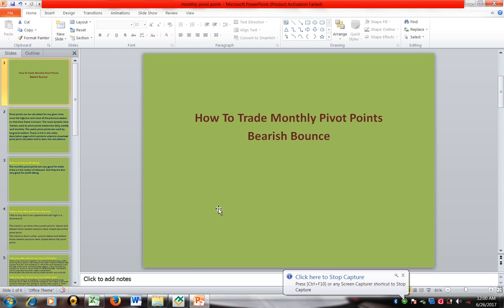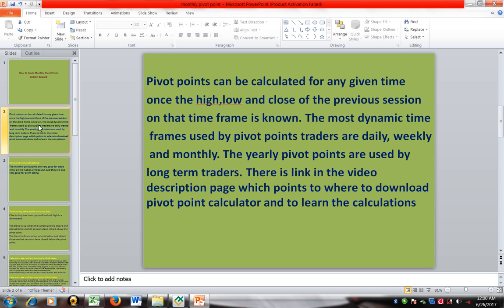How to trade monthly pivot points bearish using bearish bounce. Pivot points can be calculated for any given time frame once the high, low, and close of the previous session on that time frame is known. The most dynamic time frames used by pivot point traders are daily, weekly, and monthly time frames. The yearly pivot points are used by long-term traders.